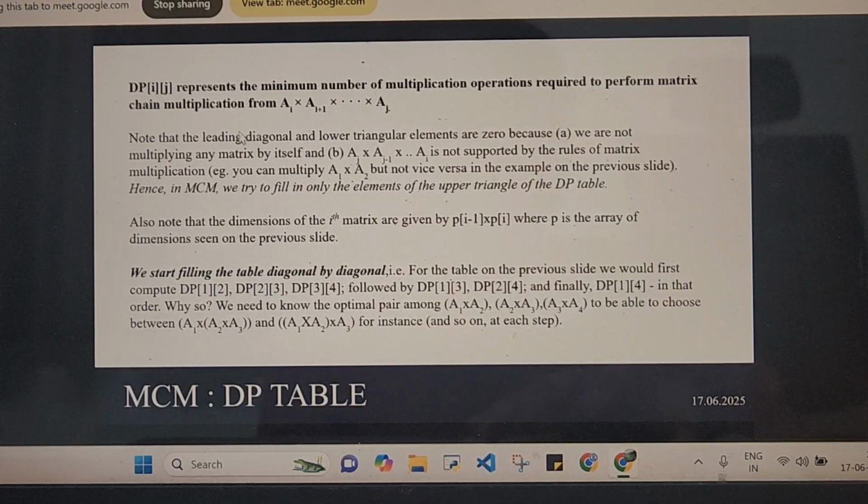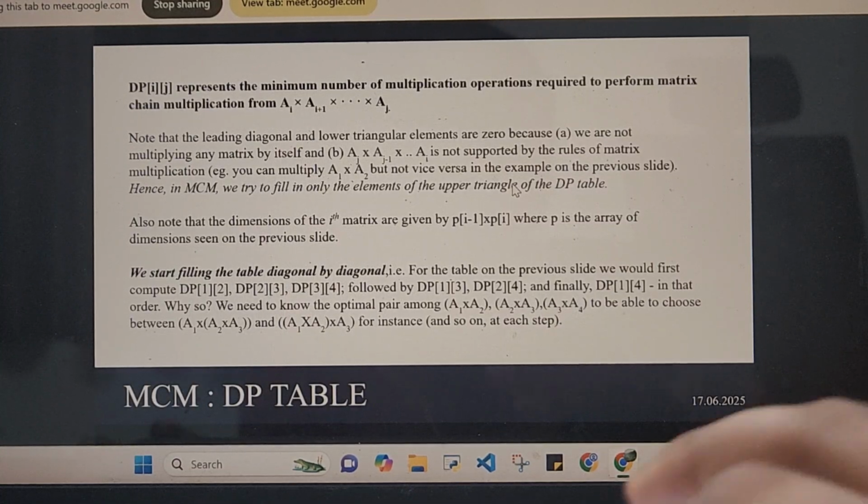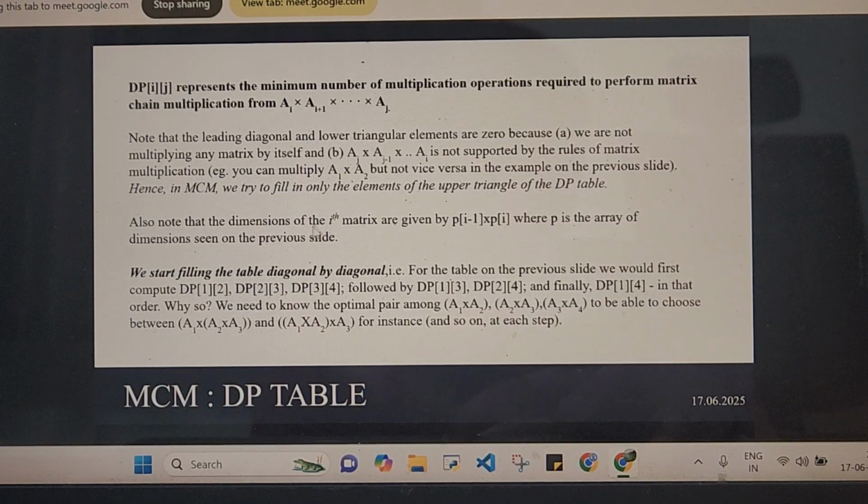So that is what the first part of this slide says. We are not multiplying any matrix by itself. There is no multiplication, so it's a 0 for the diagonal, and for j down to i, A4 into A3 into up to A1 is not supported according to the rules of matrix multiplication. Hence, we will only fill in the elements of the upper triangle. And this point, I already made it clear: if you want the dimensions of the ith matrix, you check the i minus 1 and ith elements of the array.